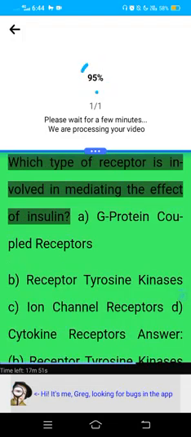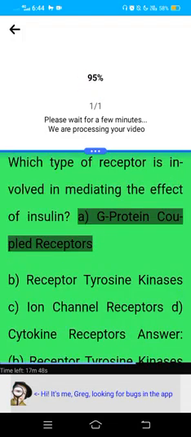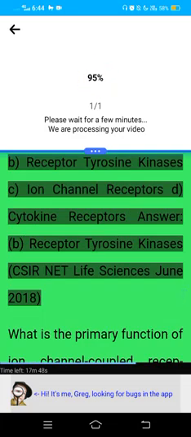Which type of receptor is involved in mediating the effect of insulin? A. G protein coupled receptors. B. Receptor tyrosine kinases. C. Ion channel receptors. D. Cytokine receptors. Answer: B. Receptor tyrosine kinases. CSIR NET Life Sciences June 2018.